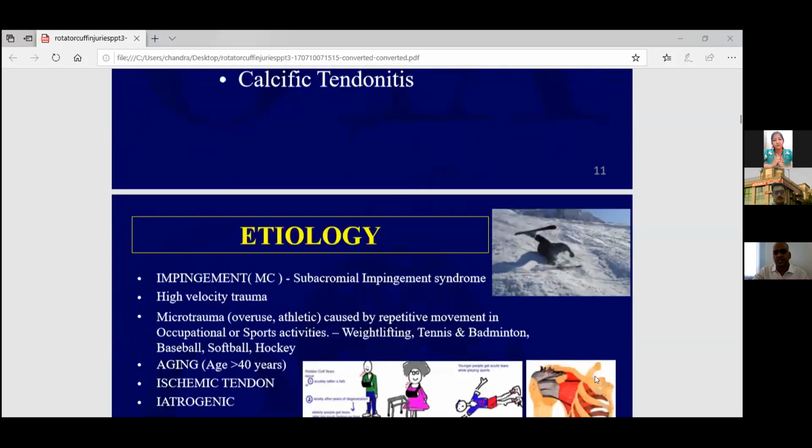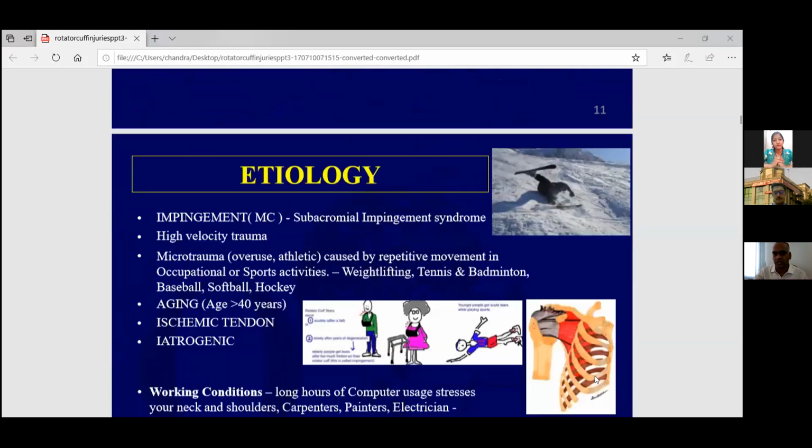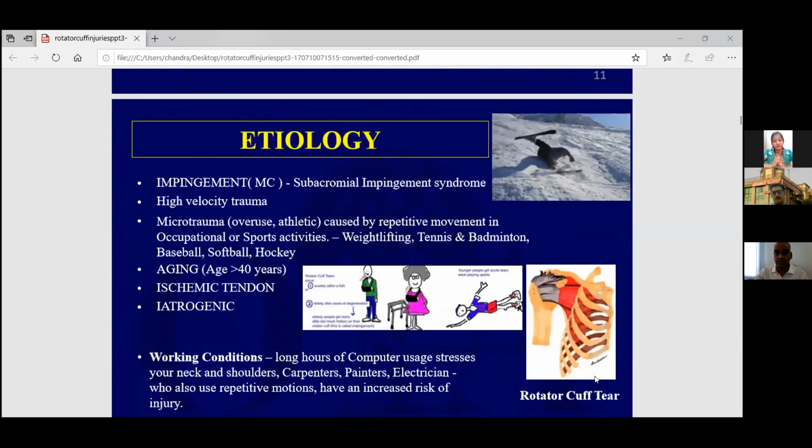Here again, some of the etiological factors for rotator cuff injury and impingement syndrome: high velocity traumas, then microtraumas due to overuse in sports persons and athletes, caused by repetitive movements. Sometimes it's an occupational hazard, in computer workers and heavy lifting workers. Weightlifters, and players like tennis, badminton, baseball or hockey players, can also show this type of injury. Sometimes it's because of ischemia, and sometimes iatrogenic causes.